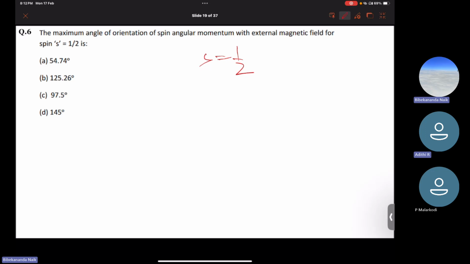Sir, is it option A? The question says the maximum angle of orientation. Check your answers again. What will be the maximum angle of orientation?